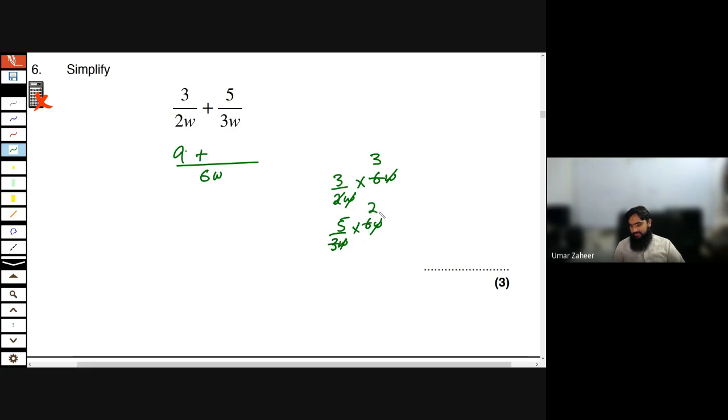3 times 2 is 6. You will get 5 multiplied by 2. That is 10. So 9 plus 10 is going to be 19 over 6W. Yes. Anyone have a question over here?